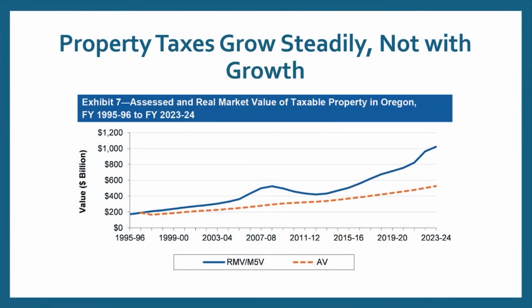So here's a slide and a graph that illustrates if we were to grow with the market, cities would feel the impacts of the market for real market value. But instead, because of the change in Measure 50, we only grow at 3% assessed value every year. And so we grow nice and steady, which is hypothetically good for the voters because they know what to expect, but it also makes it hard to budget for critical services right now.